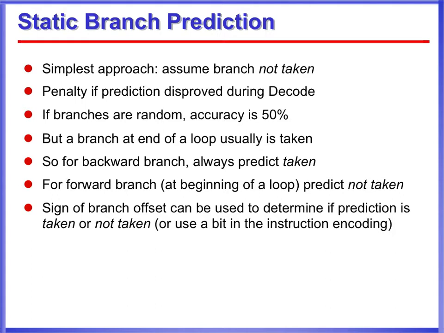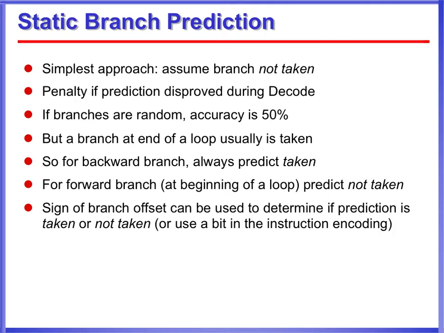I don't want to skip the loop. I usually go through the loop at least once, right? So you're going to predict not taken, which means go into the loop, do it, right? Go back up to the top of the loop. Usually you go through a loop more than once, a number of times. So if you predict not taken for the branch at the top, you're going to be right, because typically you do go through the loop.